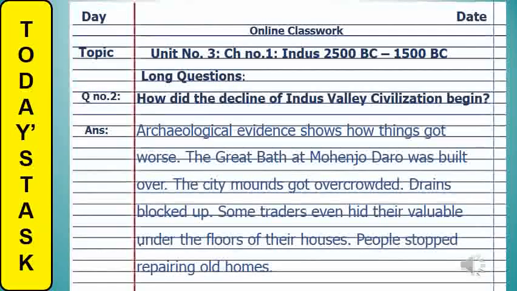So the answer is archaeological evidence show how things got worse. The Great Bath at Mohenjo-daro was built over. The city mounds got overcrowded. Drains blocked up. Some traders even hid their valuables under the floors of their houses, and people stopped repairing their old homes. And this is how the decline of Indus civilization began.